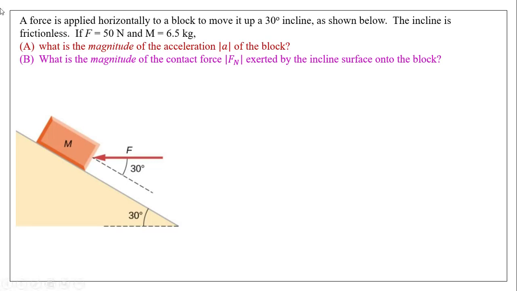So we have a force applied horizontally to a block to move it up a 30 degree incline. The incline is frictionless. It says if F is equal to 50 newtons and the mass of the block is 6.5 kilograms, part A wants us to find the magnitude of the acceleration of the block, and part B wants us to find the magnitude of the contact force, F of n. Okay, all right, so let's go ahead and crack this out.